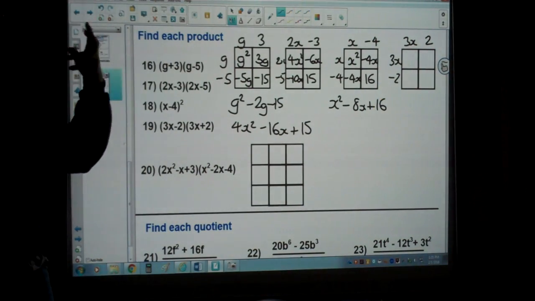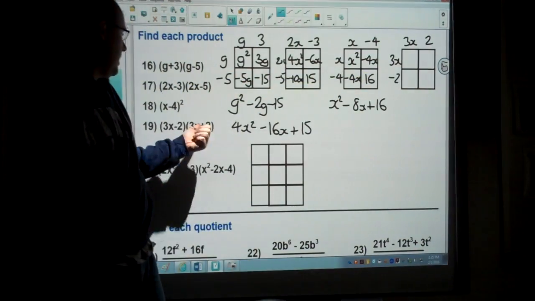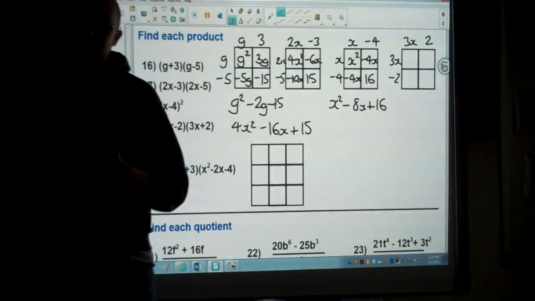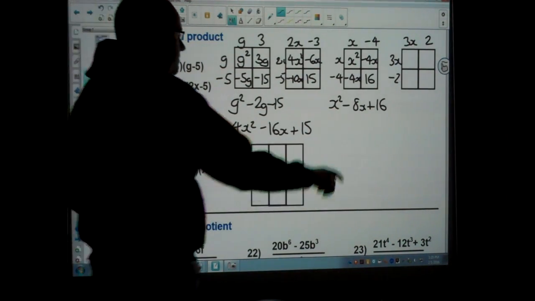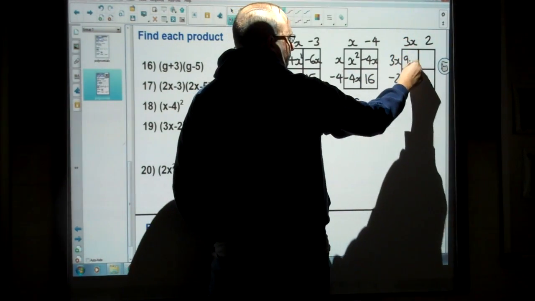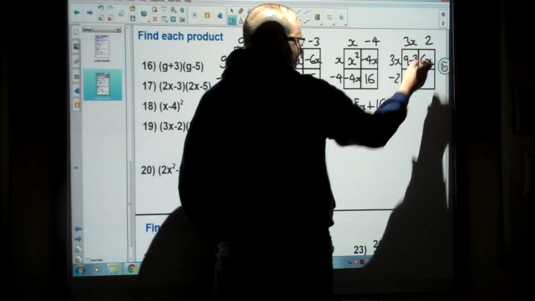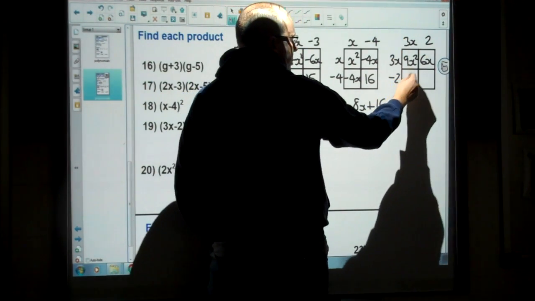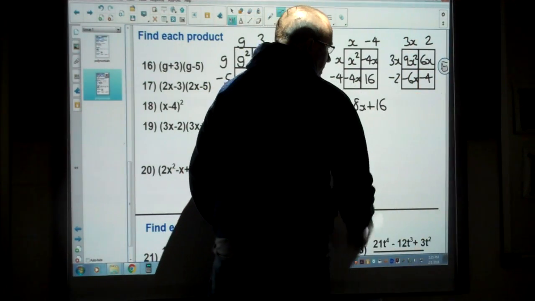Just to show you, it doesn't actually matter which way around you put them. I put the first one down the side this time, and the second one across the top, and you're still going to get the same answer, because this is also the commutative rule. It doesn't matter which order you multiply these two things together. So 3x times 3x, numbers first, 3 times 3 is 9, x times x is x squared. 3 times 2 is 6, and then the letter second. Numbers first again, letter second. And negative 2 times 2 is negative 4.